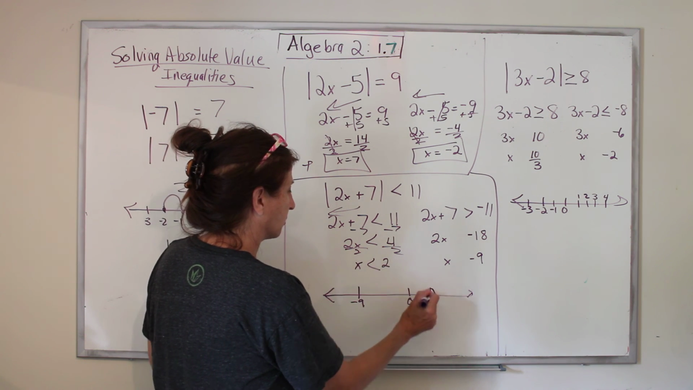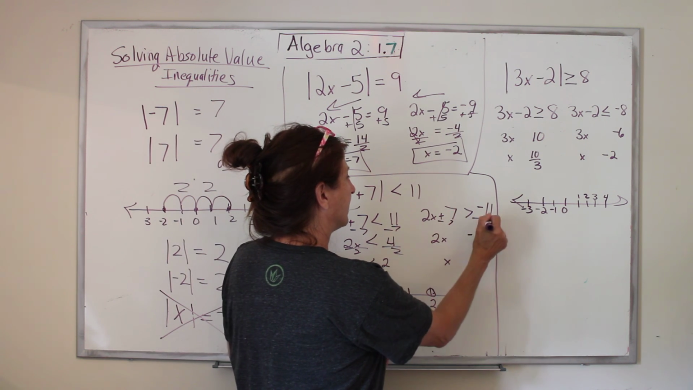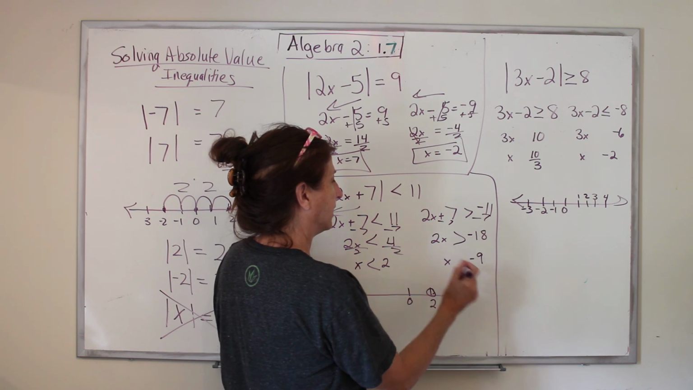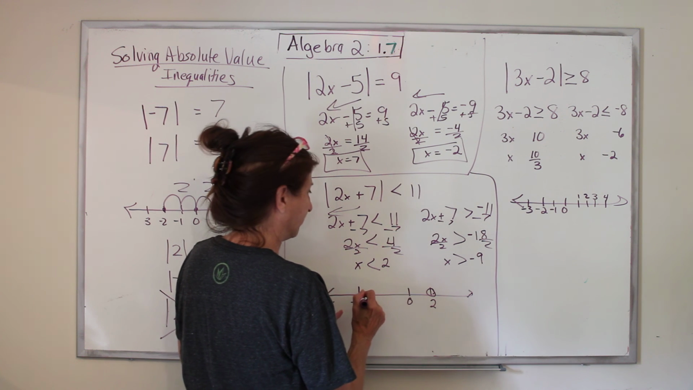So we can put a little circle there. Now we're going to be doing the less part. Now let's do this one. So we do minus 7, minus 7. We don't flip it, so 2x is greater than negative 18, divide by 2, divide by 2. x is greater than negative 9.